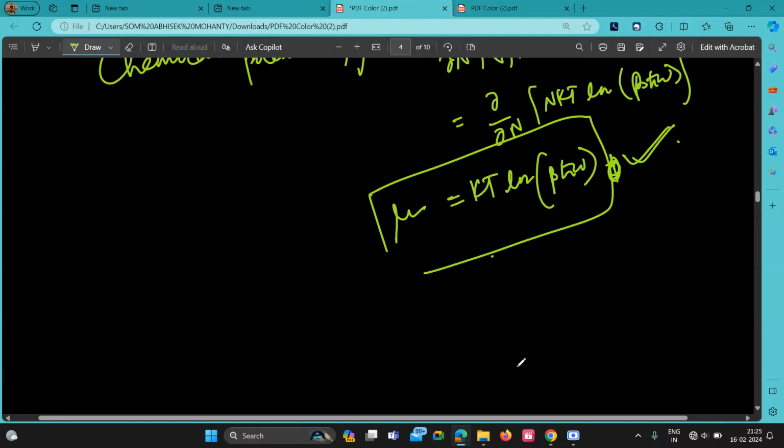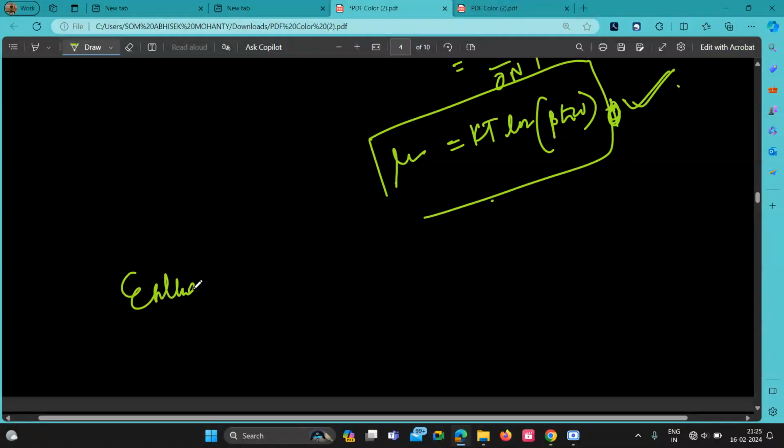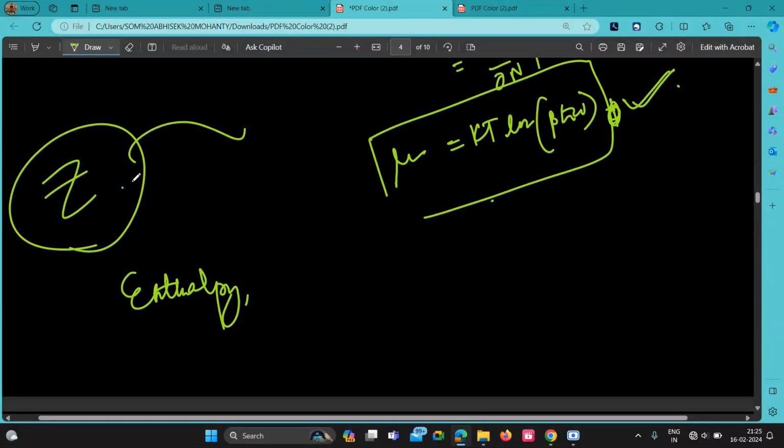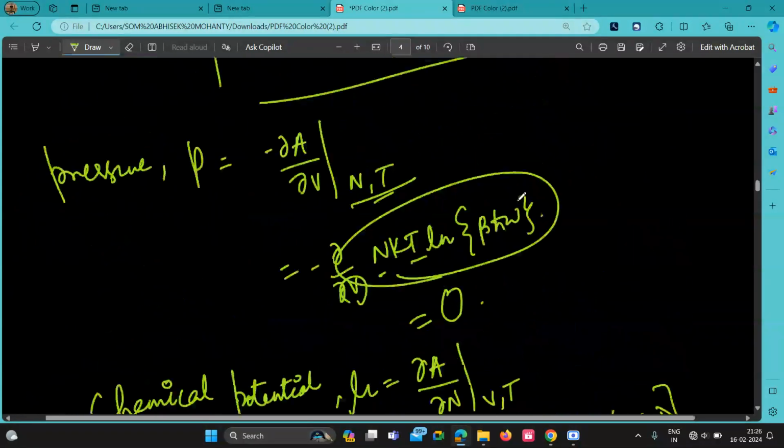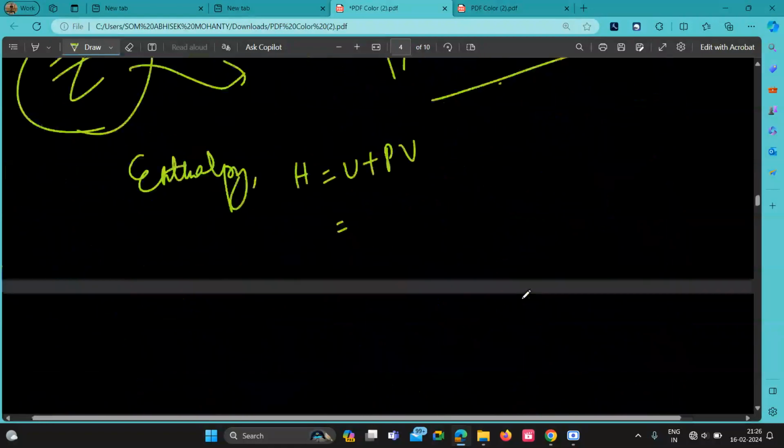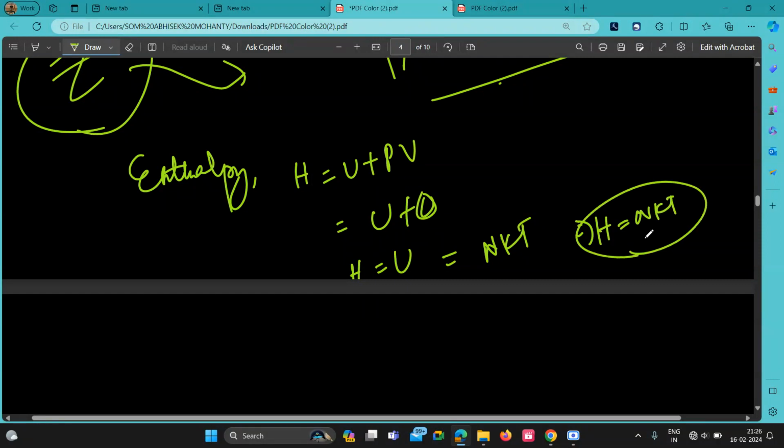So next is enthalpy. If you calculate the Cartesian function, you can calculate everything from it. Just need to remember the formulas. Enthalpy H is equal to U plus PV. Pressure is zero, so just put pressure zero. So H is equal to U plus zero, that is H is equal to U, right? U we calculated before, that is NkT. So H is equal to NkT. Is it all right?